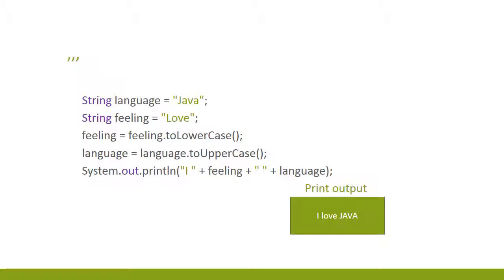String languages Java. String fill-in love. Fill-in equals fill-in.toLowerCase. Languages equals languages.toUpperCase. System.out.println I plus fill-in plus space plus languages. This code prints outputs I love Java. Love to lowercase and Java to uppercase.